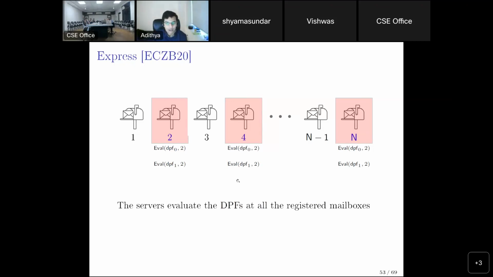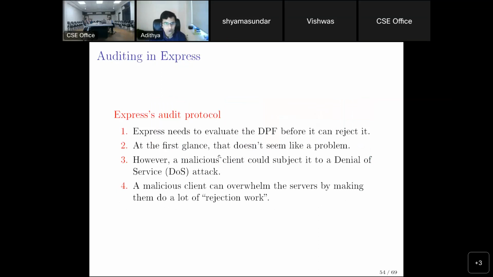The reason for having these large mailbox IDs is essentially that you don't want anyone to corrupt the mailboxes. That is, you don't want anyone to write into a mailbox without knowing the mailbox ID. Having these large mailbox IDs prevents a malicious client from guessing some mailbox ID and clobbering the mailbox of an honest journalist. Express also needs an audit protocol, because you want to check if these are actual DPFs and they don't corrupt the database.